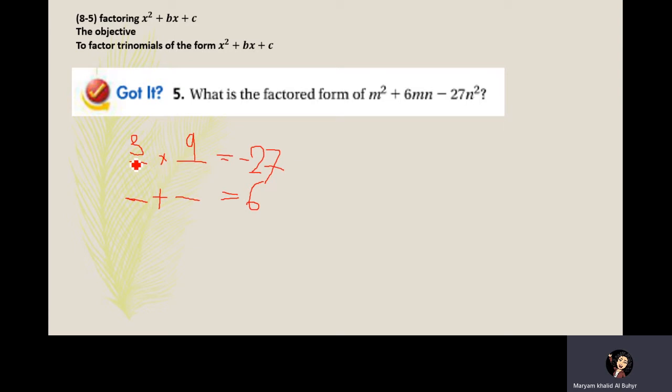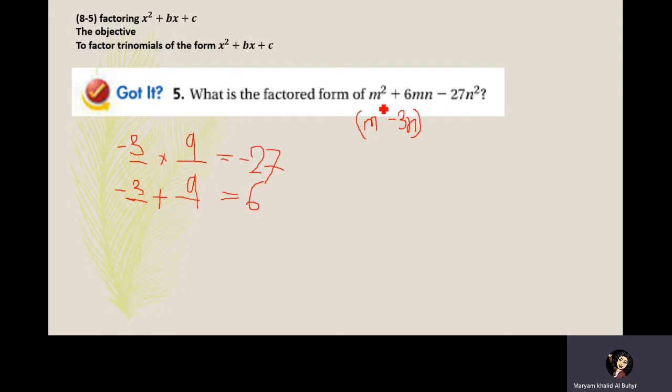But where am I supposed to put my sign? Since I have positive 6 here, that means I should have the 9 positive to take the larger sign, because it's bigger than 3. Then I will put my negative with the 3. So negative 3 plus 9 is 6, and negative 3 times 9 is negative 27. I'm done. I will write just my factors. So m minus 3n.